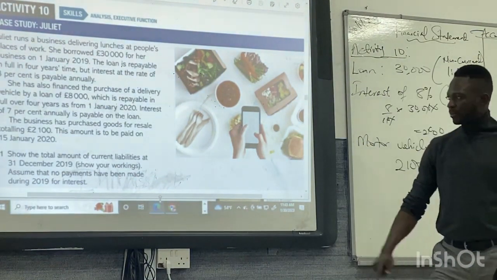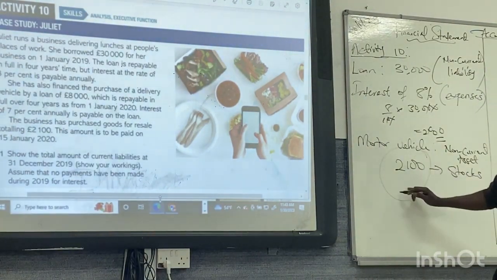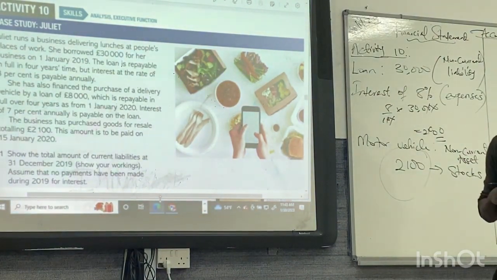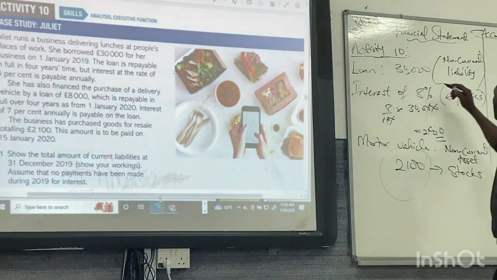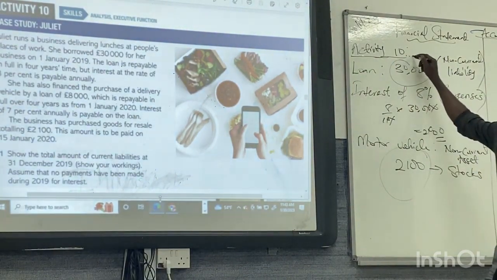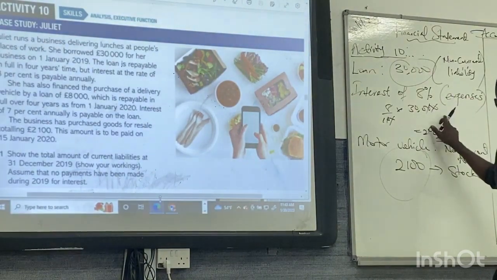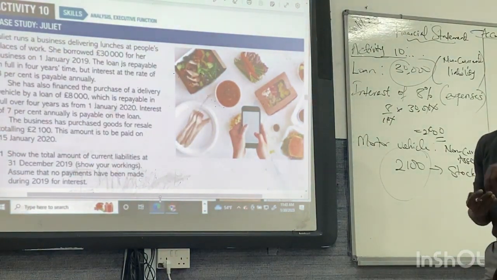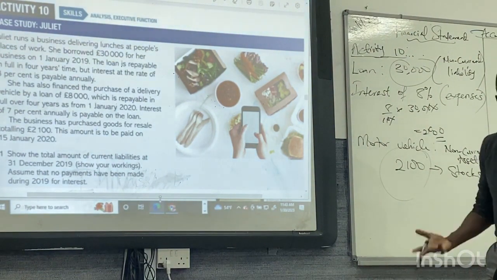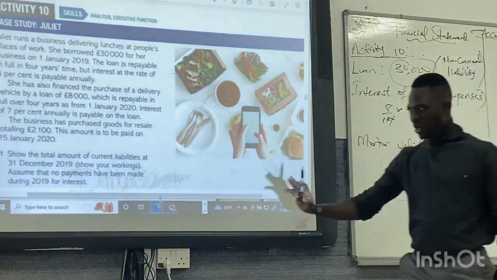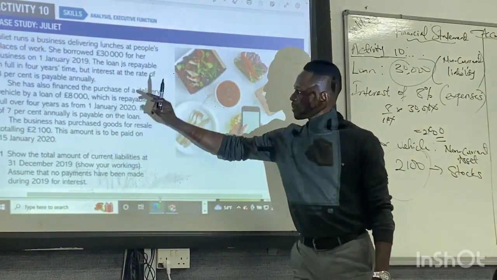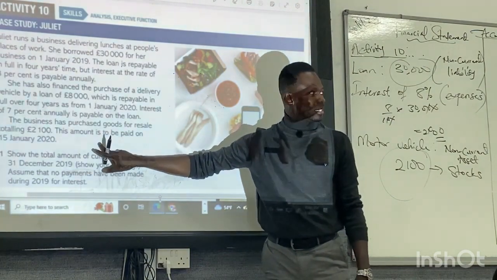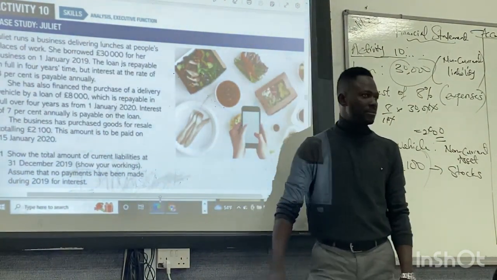Do we get it? Yes. The 2,100 is owed by Juliet, which is payable within that year. Do we get it? Yes. So the loan is a non-current liability. This loan is a non-current liability, but here Juliet purchased goods, which is a current liability because it has to be paid within a year. Any question about it now? No. Do we understand what the question is saying now? Yes. This is a non-current liability, this is a non-current liability, this is a current liability because it has to be paid within a year. Clear, right?